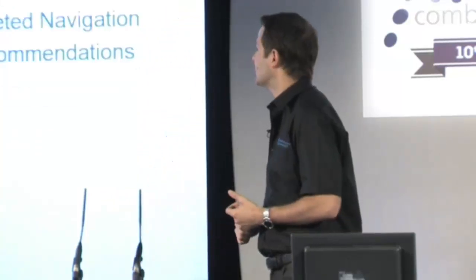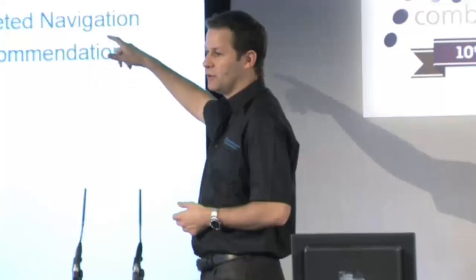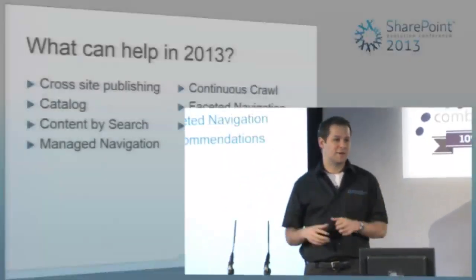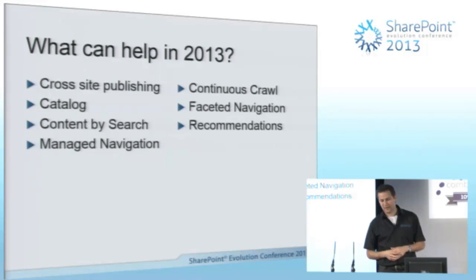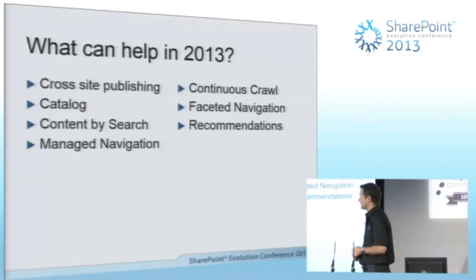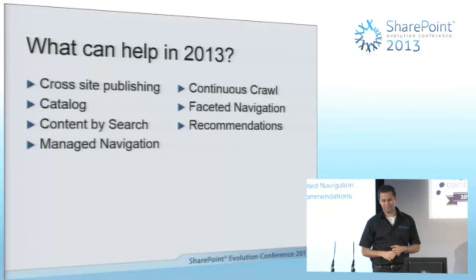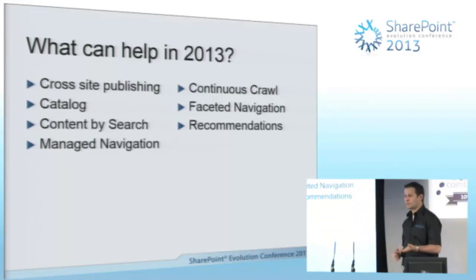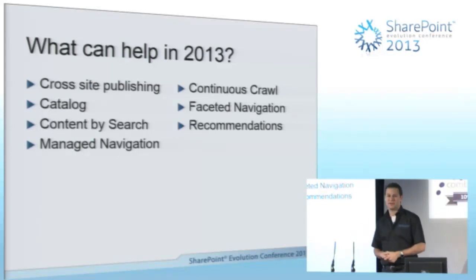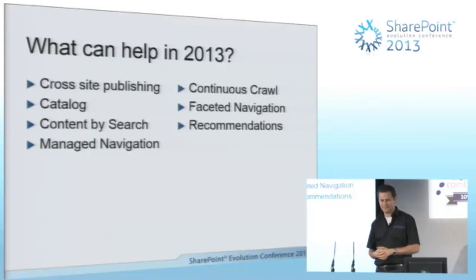So what are some of the things that can help us in 2013 with building these richer search-based intranets? I just picked a few of the WCM features that I think help in 2013. Things like cross-site publishing that allow you to surface content in multiple places from one publishing point. The cataloging system. Content by search is something we're going to dig into in a demo or two in a moment. But this is a really powerful new out-of-the-box web part that is a real step up from what we had to do with content by query. We'll get into the differences and details in a minute.